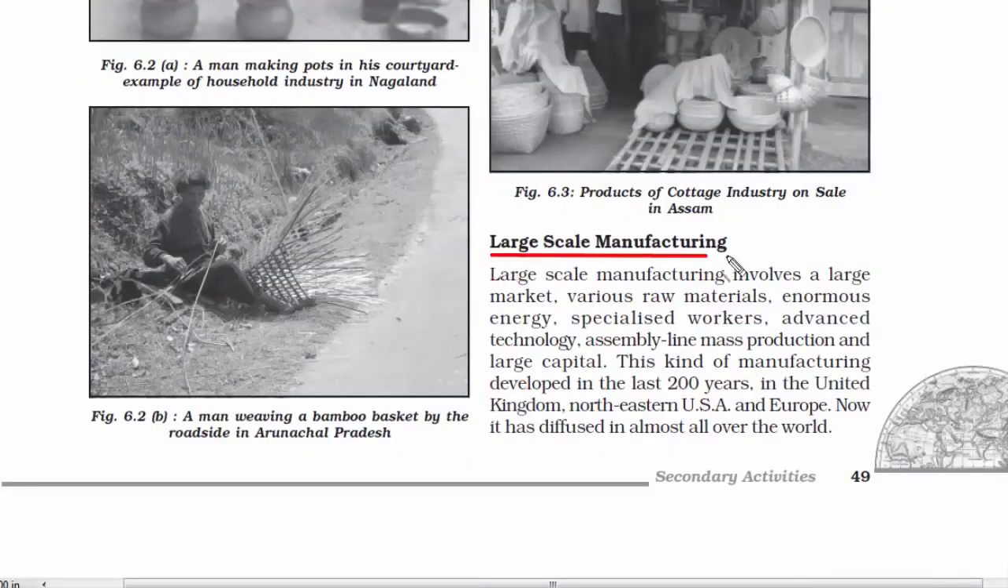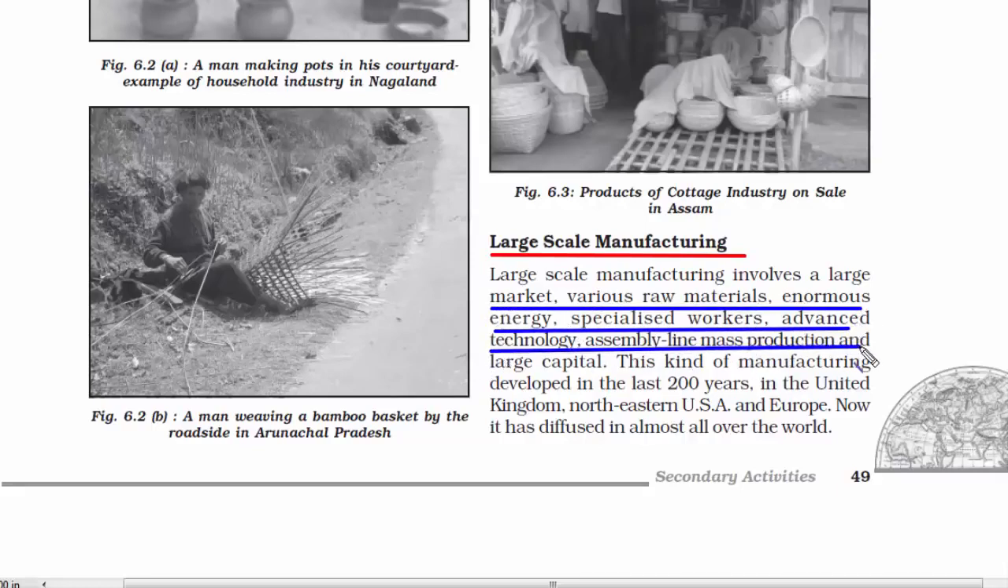And the third one is large-scale manufacturing. Now this one does not need any introduction. This kind of industry has a large market, access to a large portion of raw materials, enormous energy, specialized workers, advanced technology, and mass production is common here. Today this kind of manufacturing is spread across the world, and they contribute significantly to a nation's economy.